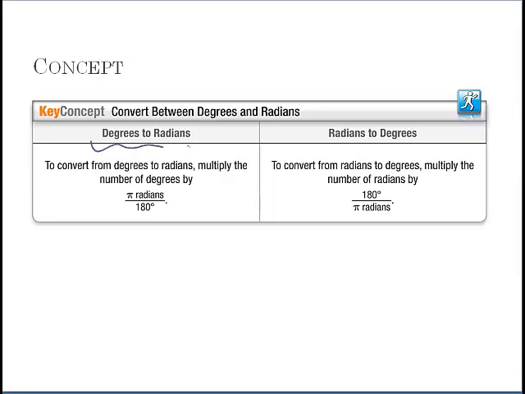If we're converting from degrees to radians, we multiply by pi over 180 degrees. If we're converting from radians to degrees, it's just the reciprocal.